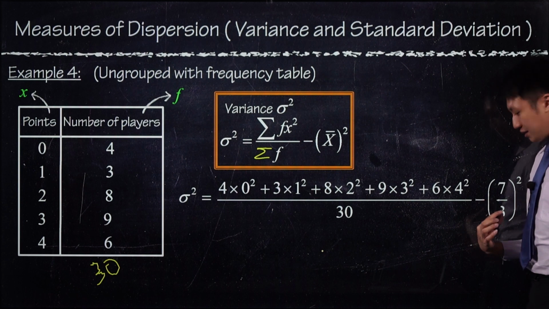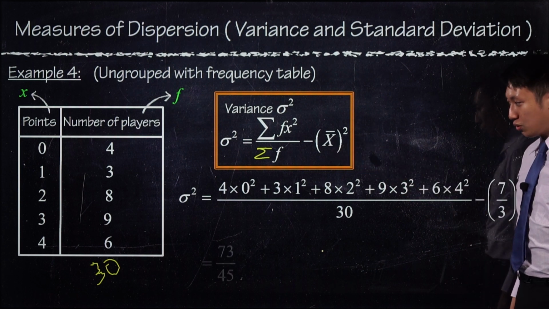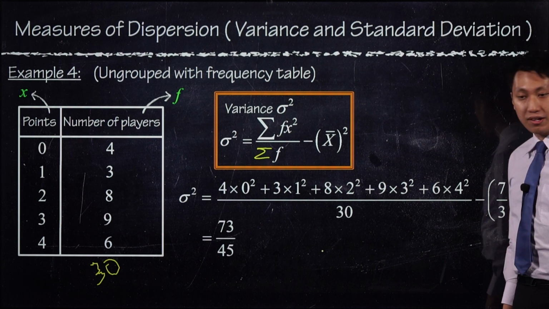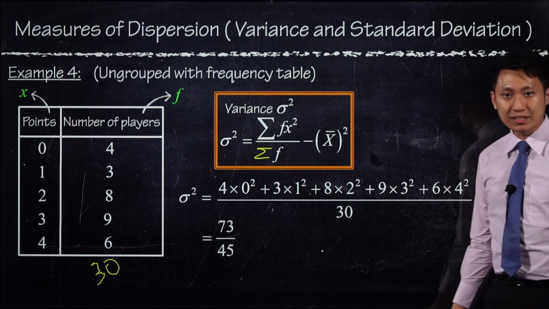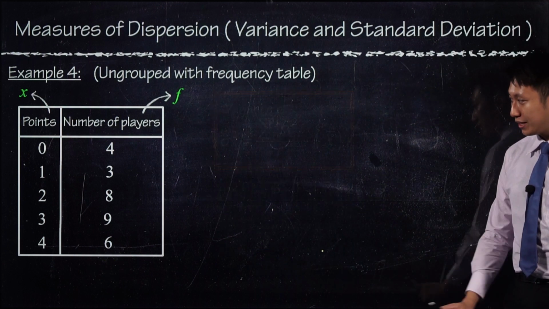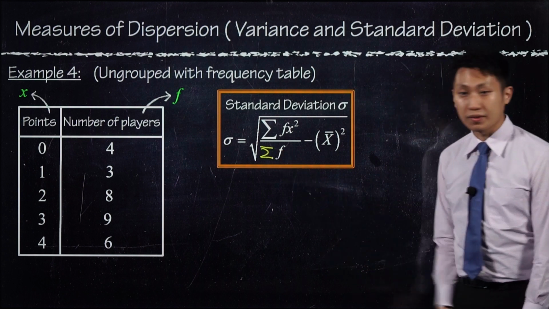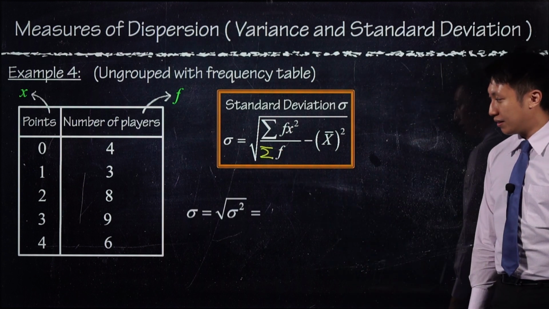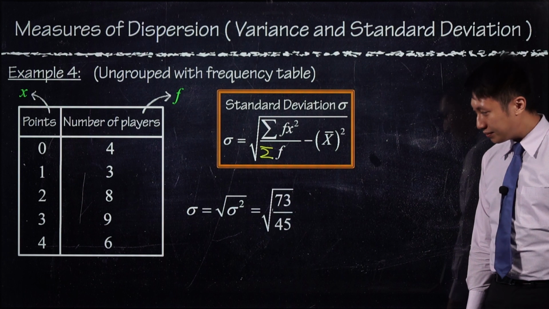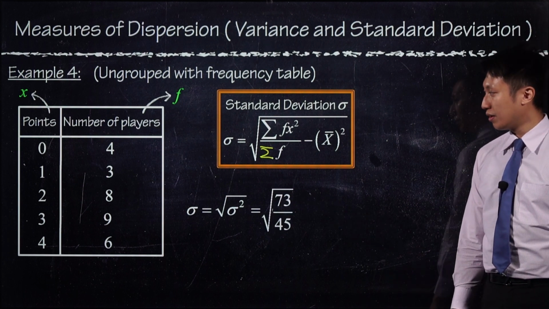We got mean is 703. So now we have to minus the mean squared. So our answer will be 733 over 45. And how do you find standard deviation? It's just the square root of this. So I show it here. Standard deviation. This one also wrong. Summation, then this one. So you get square root of this. No problem. Let's move on.